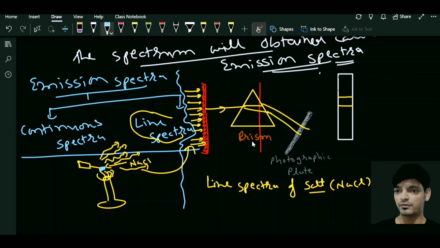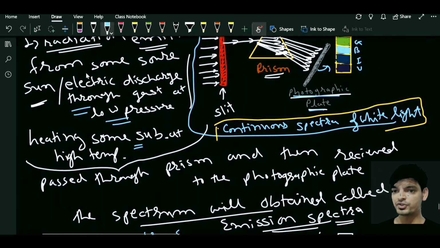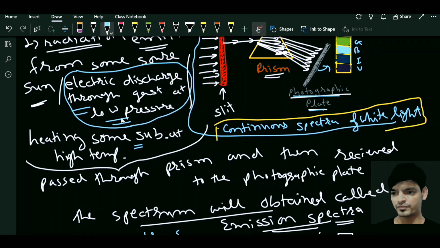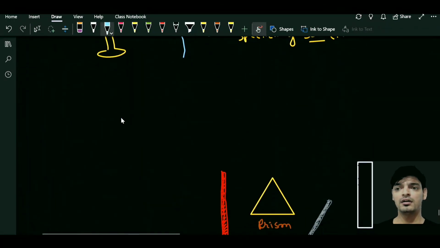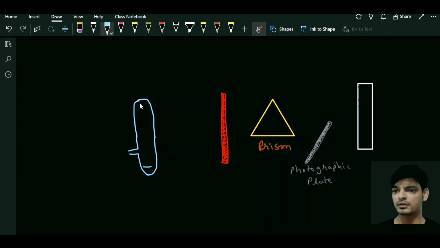Let me explain. One more source we have discussed is the electric discharge tube. If you take a particular gas in an electric discharge tube, we again get a line spectra. Let me draw the electric discharge tube like this. As you know, in the electric discharge tube we have a cathode and anode, connected with batteries. These are the wires, and a vacuum is there to get a low pressure.